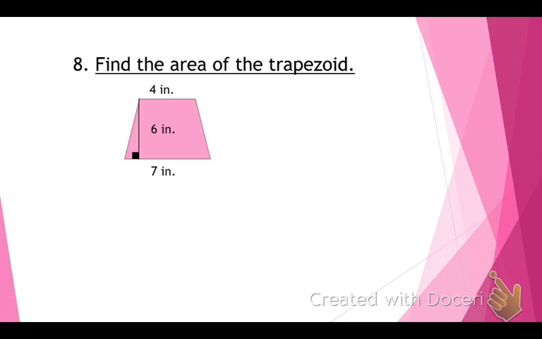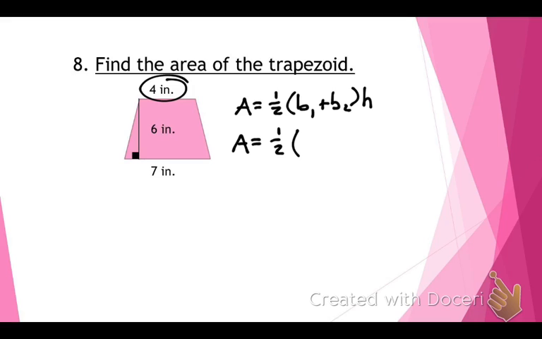For this one, we're going to find the area of the trapezoid. Connor, what is the formula? A equals 1/2 times B1 plus B2 times H. Excellent job. Okay, guys, we're finding the area. What is base 1? 4. It doesn't matter which one you choose. I typically choose the top one. And then what's base 2? 7. Correct. It's going to be those two that are parallel with each other.